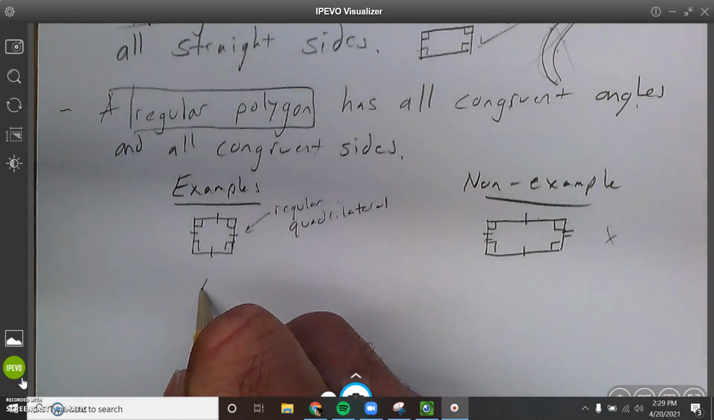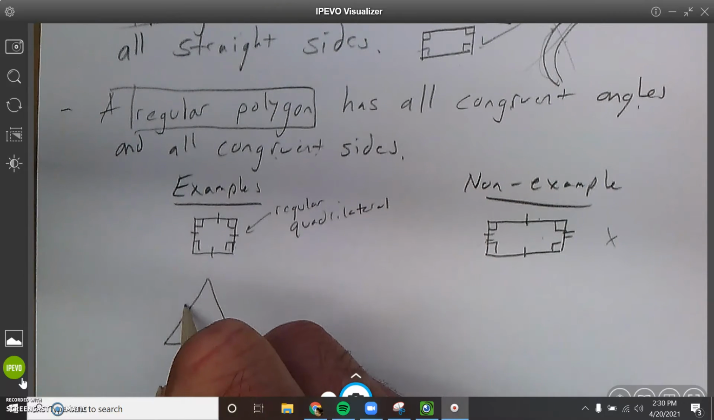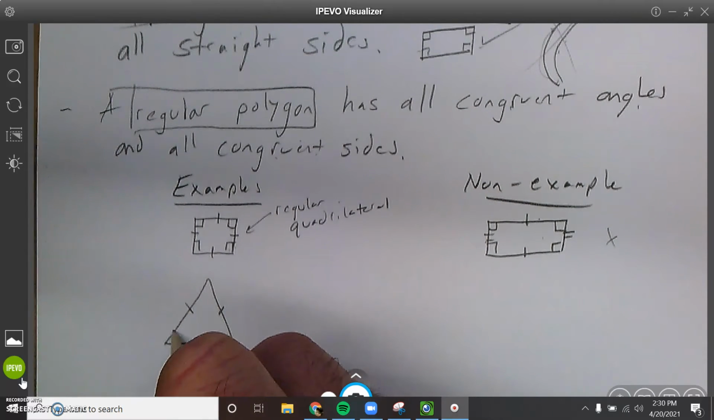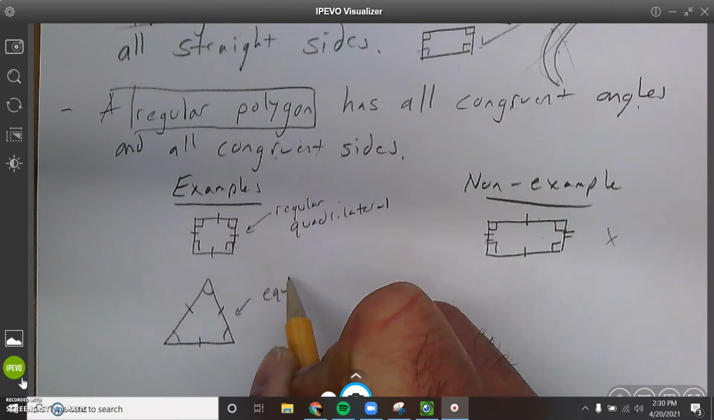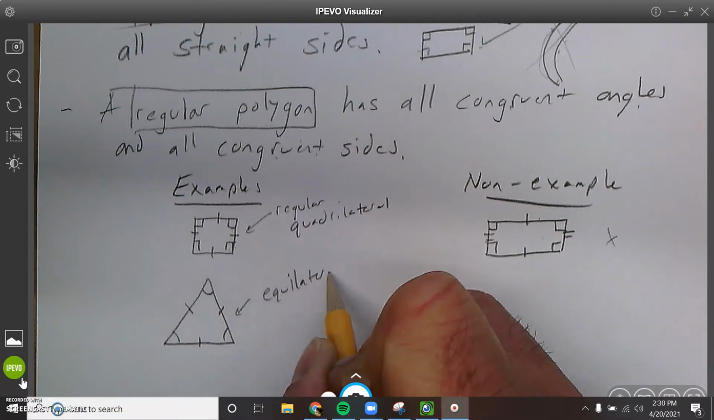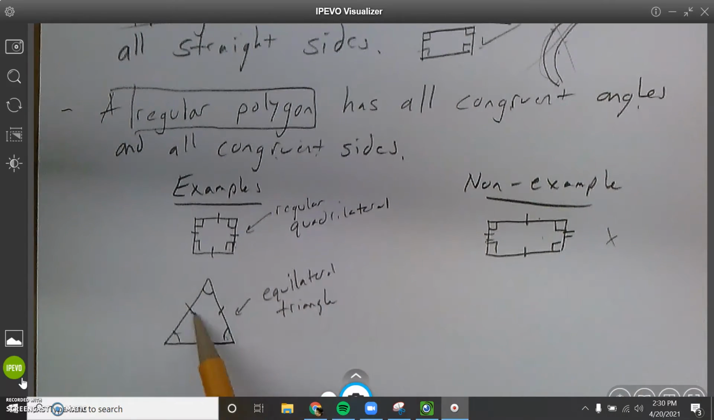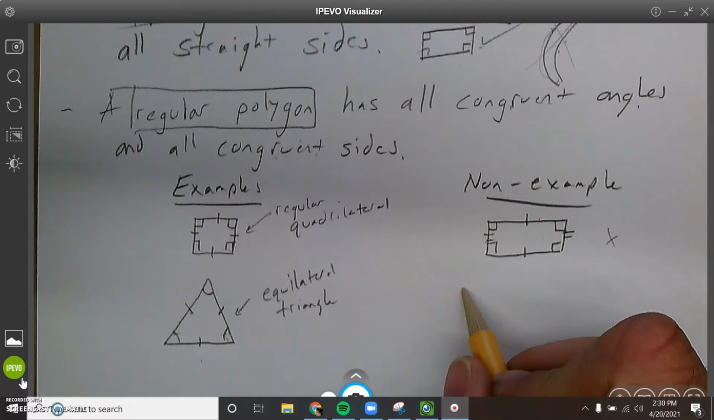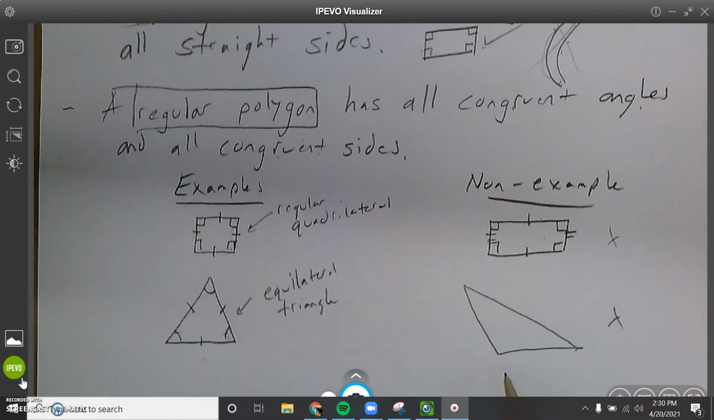All right, let's try a triangle. What's it called? Equilateral, right? Or equiangular. All the sides congruent and all the angles the same. That's an equilateral triangle. That's a regular polygon. All angles the same, all sides the same. So any other triangle you can think of, like this obtuse one, for example, is not. Why? Because this angle here is obtuse and that angle is acute. They're not equal. So the angles are not equal, so therefore it is not regular.